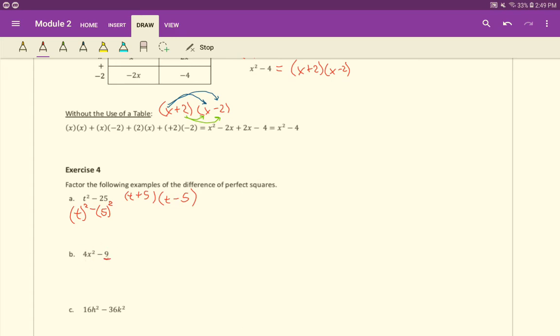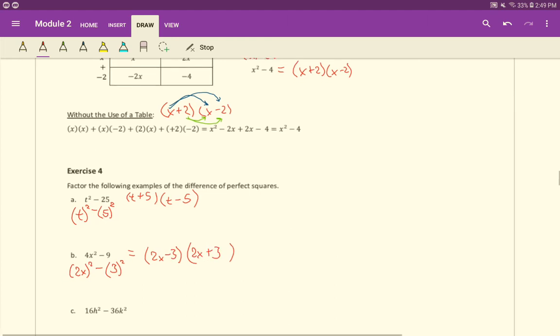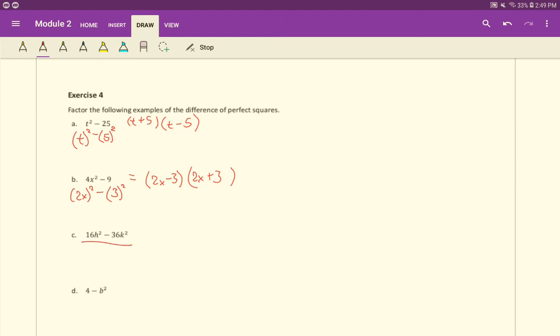Is 9 a perfect square? Can you think of a number that when you multiply it by itself gives you 9? The answer is 3. What about 4x squared though? Well, 4 is a perfect square. It's 2 squared. And x squared is also a perfect square, it's x. And so there's a perfect square. 2x quantity squared gives you that 4x squared. So then how would this factor? Well, again, it's going to factor into two binomials. All right, it's going to be 2x and the 2x here, and it's going to be a minus 3 and a plus 3. Okay, let's go on to this one right here.